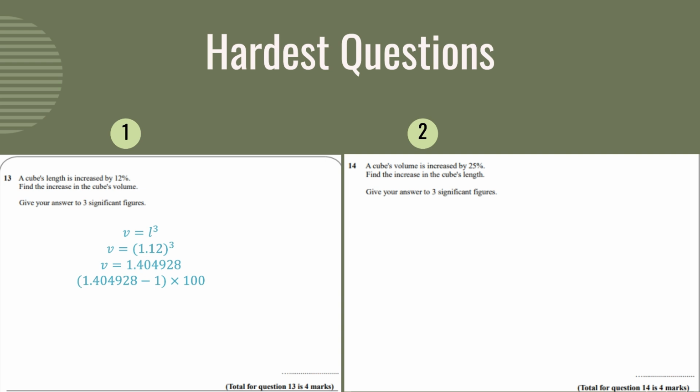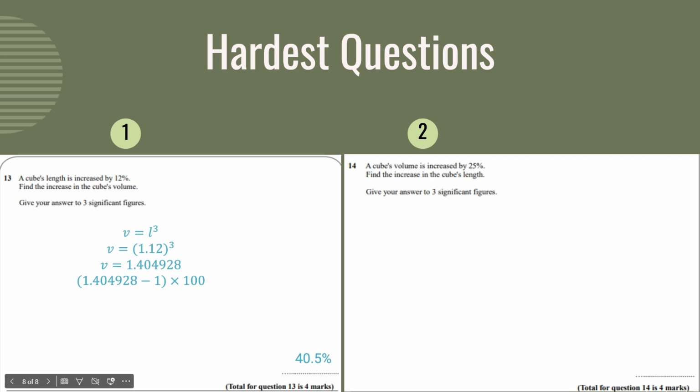So, volume equals length cubed. As it is a cube, each length will be the same. So our volume is 1.12 cubed, as we've increased by 12%. This will give us a volume of 1.404928, and this is the percentage increase. Now, as it's bigger than 1, we do our value of V minus 1 times 100, and we'll get the increase in the cube's volume to be 40.5%. And this is the 3 significant figures.